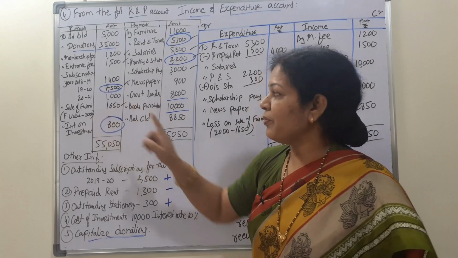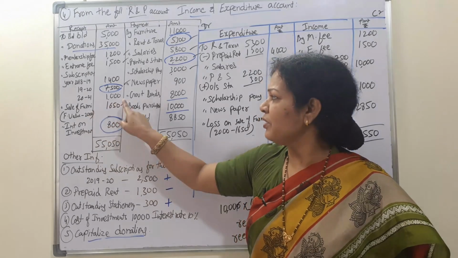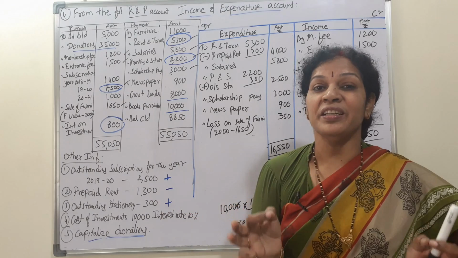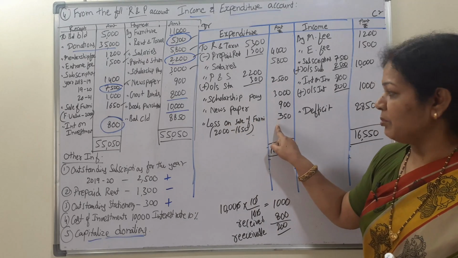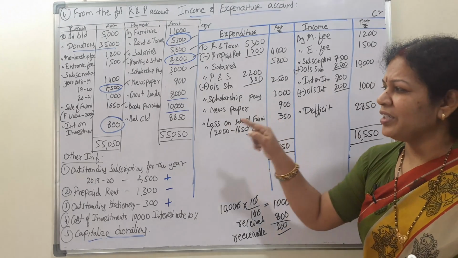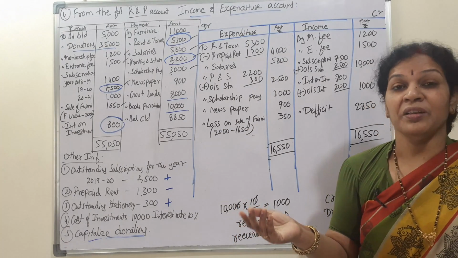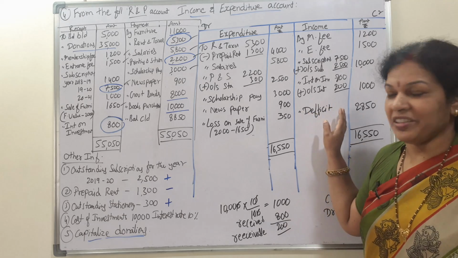Next, sale of furniture. When we are selling, asset value is 2,000, but we are selling for 1,650 only, means loss 350. This is a hidden adjustment. 350 loss is written on the debit side, loss on sale of asset. If we would have sold for more than 2,000, like 3,000, 4,000, then we would have got profit. Profit will be on the credit side.